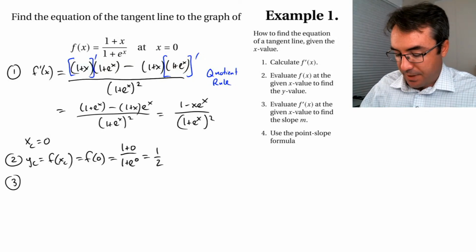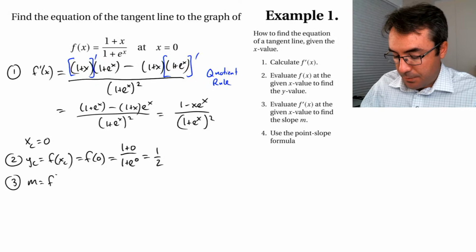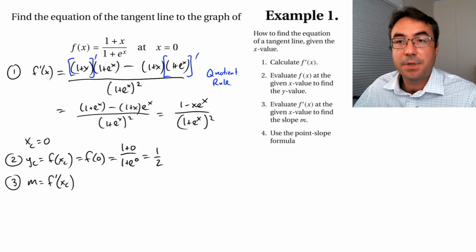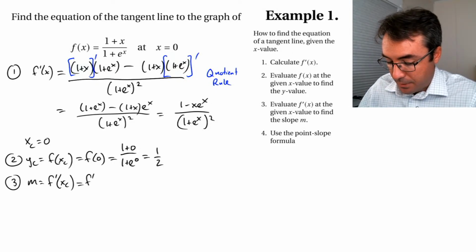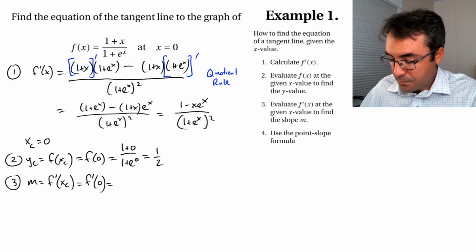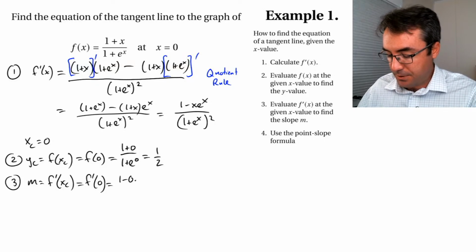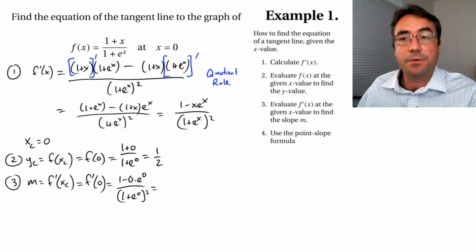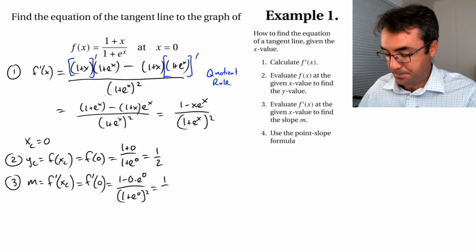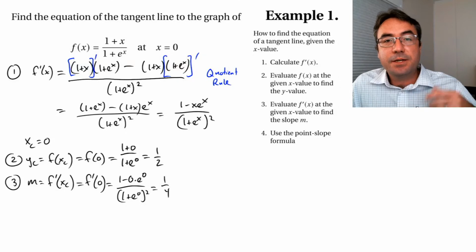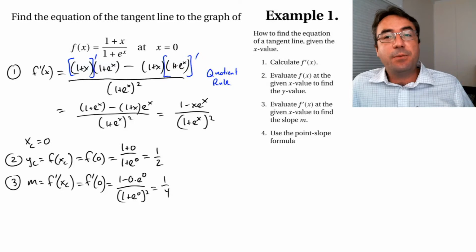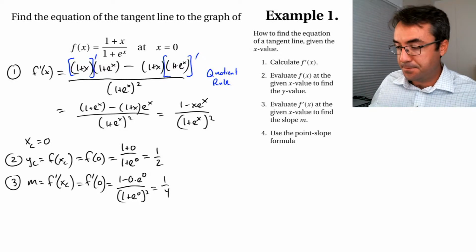Then step 3, we want to find the slope. So this is where we take our derivative and plug in our x-coordinate. So we take the derivative and we're going to plug in 0 into it. When we do that, we get 1 minus 0 times e to the 0 over 1 plus e to the 0 squared. And then simplifying that, we end up with 1/4. So we have our x-coordinate, we have our y-coordinate, now we have our slope. Those are the 3 pieces that we need for our tangent line.